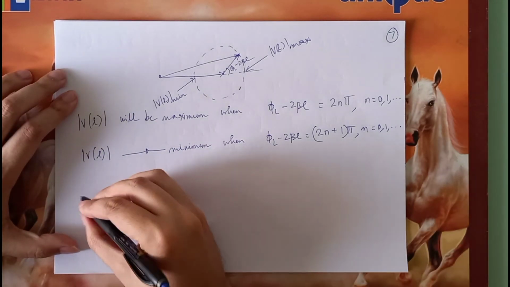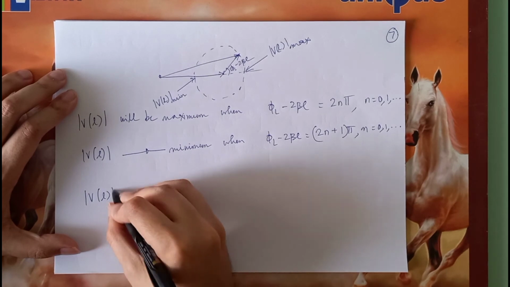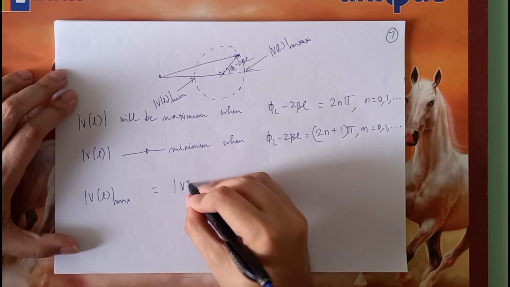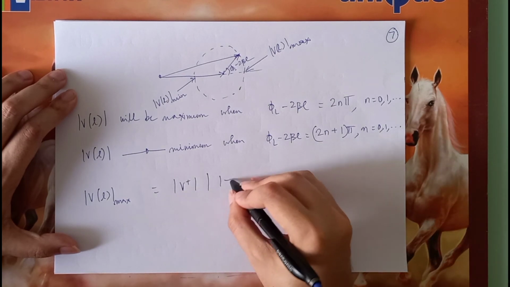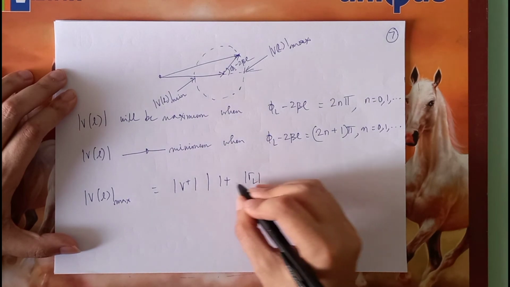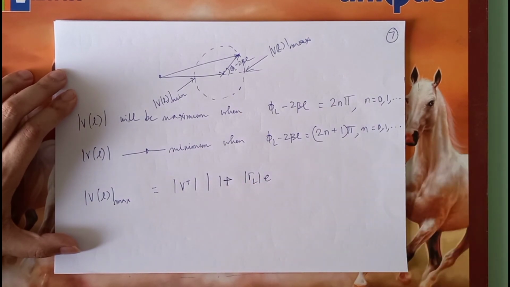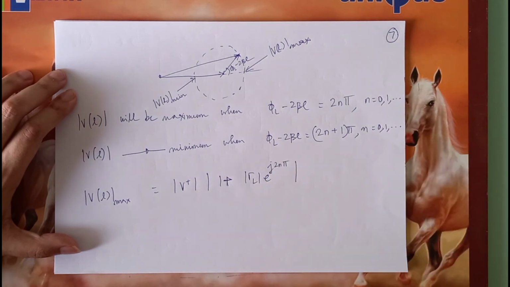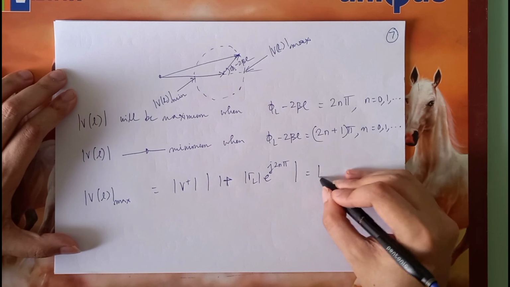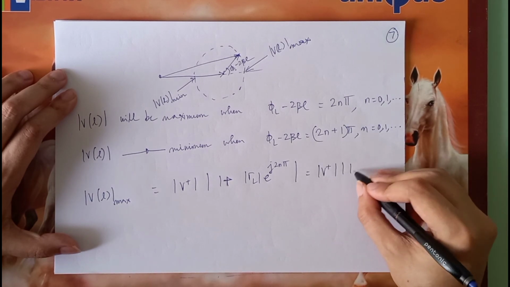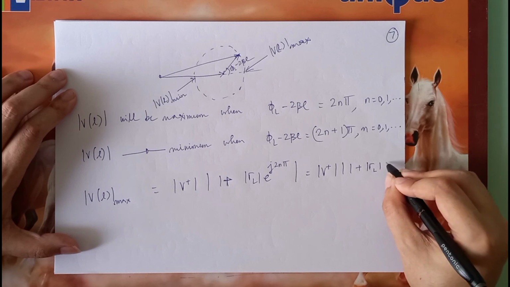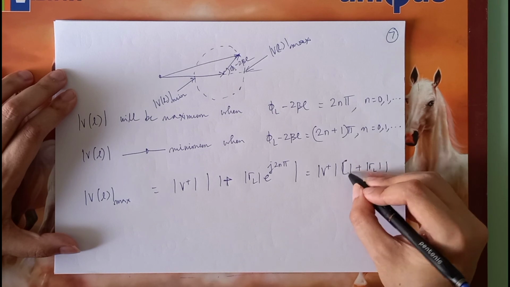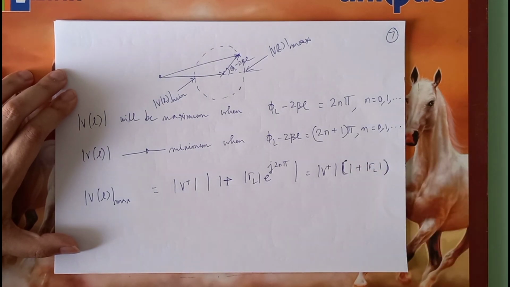So when VL is maximum, let's call it mod of VL max. That is nothing but mod of V plus times mod of 1 plus mod gamma L times e raised to j 2n pi. What would that be? It's nothing but V plus times (1 plus mod gamma L). Since mod of gamma L is always real, we can replace this with a normal bracket. We don't need to write mod anymore.